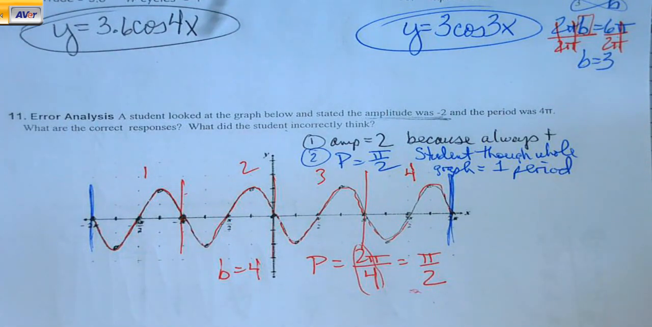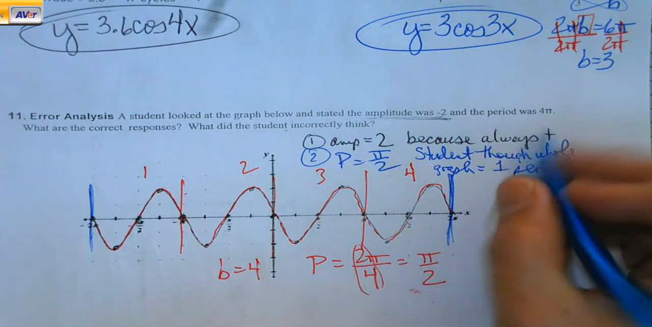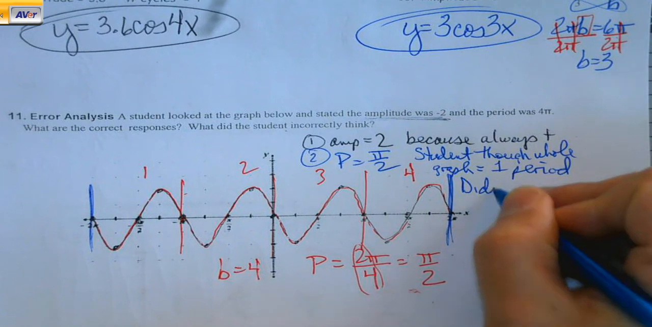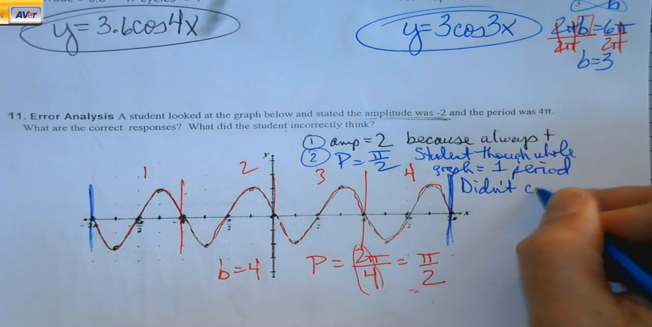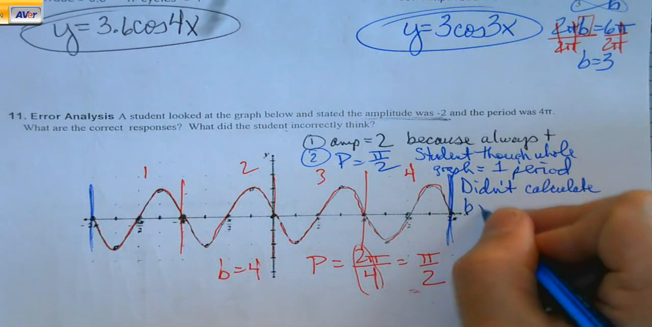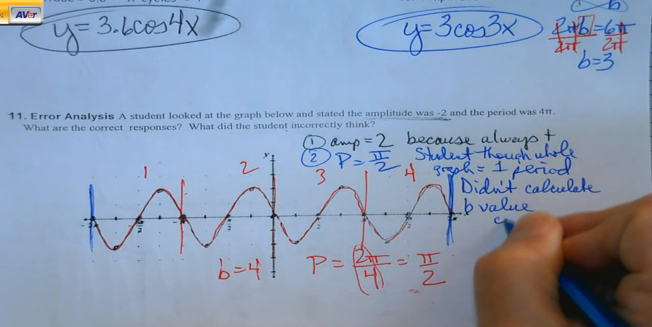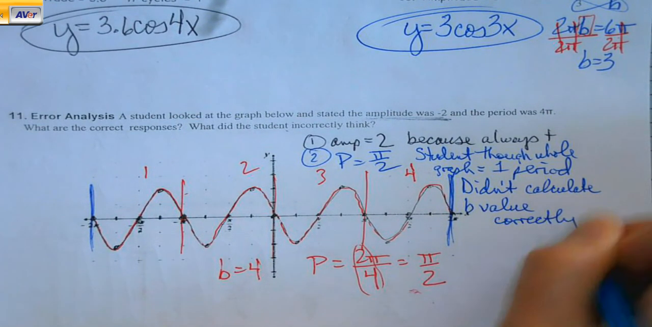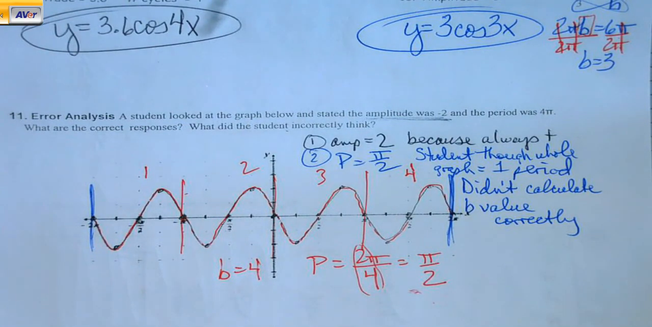Or you can say something like, they didn't calculate the b value correctly. Because maybe they went through and maybe they did 4 divided by 2 instead of 2 divided by 4. That's still giving 2 pi, but it could be something that made them think that's what it would look like.